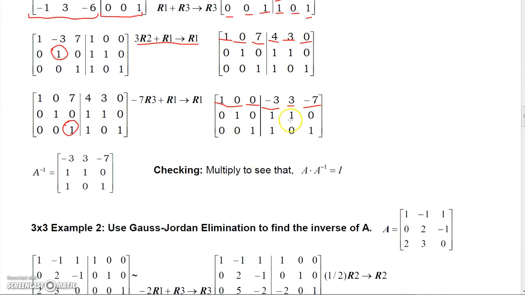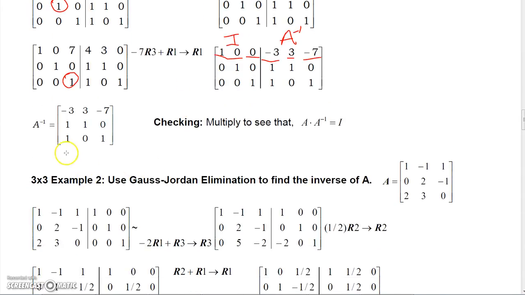Now that I have the 3 by 3 identity matrix on this side, this side here has to be the inverse of the original matrix. So let's make sure we take it out of the augmented matrix and identify it as such. So the inverse is negative 3, 3, negative 7, 1, 1, 0, 1, 0, 1.